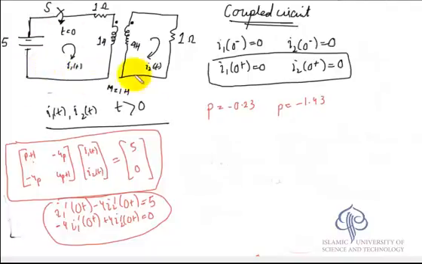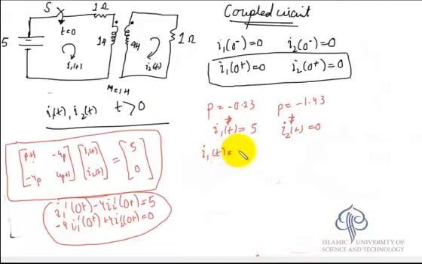The particular integral, the steady state value of the current here, is going to be 5 amperes. So I1t hash, the particular integral, is 5 amperes, and the steady state value for the current here is going to be 0 because there is no voltage source connected. So I2t hash is going to be 0. There's going to be no di by dt, so there is no mutual inductance, so there is no voltage source connected, so the particular integral is going to be 0.